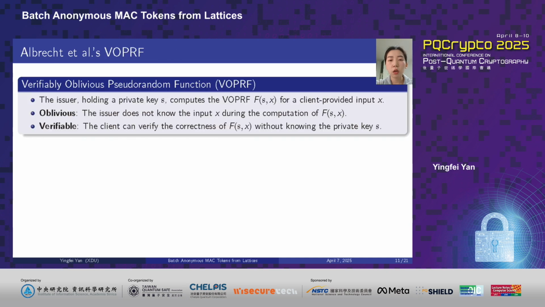Now we're about to talk about the construction. A core component of AT is the VOPRF, Verifiable Oblivious PRF, where an issuer holds a secret key S and evaluates a pseudorandom function f_S(x) obliviously on input x provided by a client. Verifiability assures the client that f_S(x) is computed correctly without revealing S.